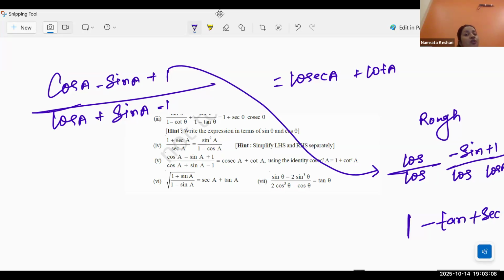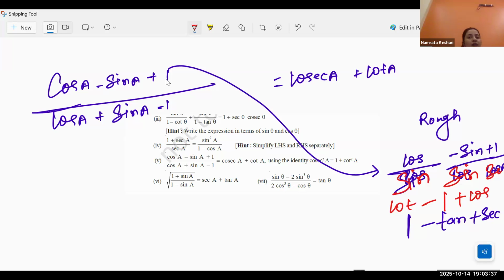There are questions where you have to generate tan and sec, and that time you can do the same thing which I am showing you. But here we are not going to divide the numerator and the denominator by cos. We will check with sine, what if we divide the numerator and the denominator with sine. So cos by sine is cot, sine by sine is 1, and 1 by sine is cosec.